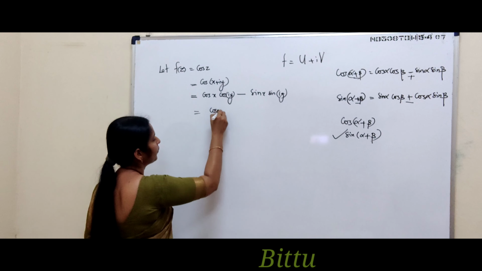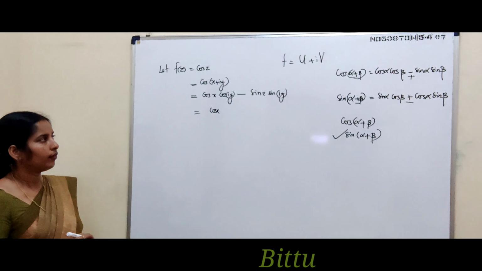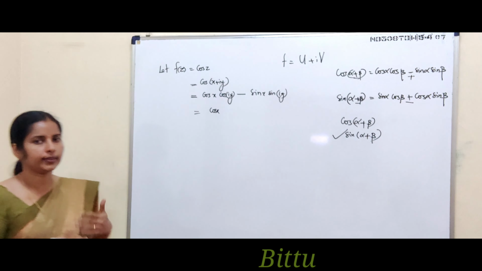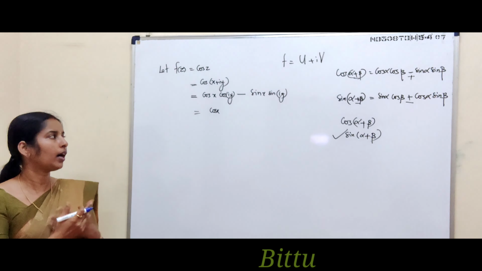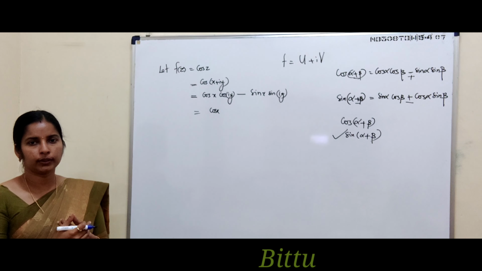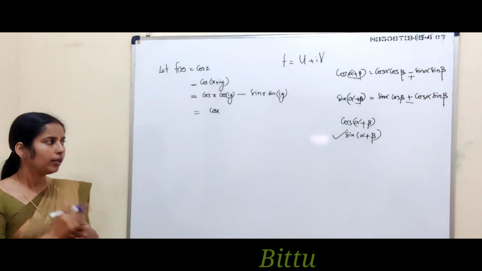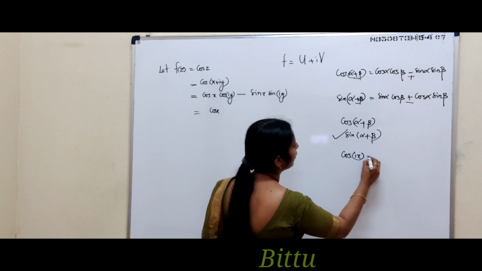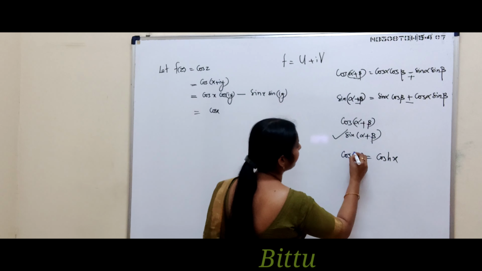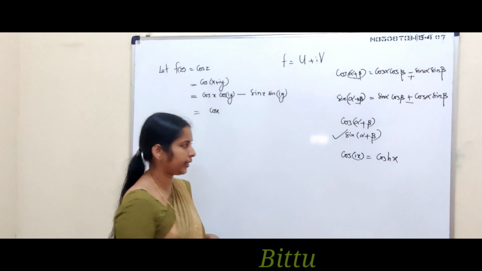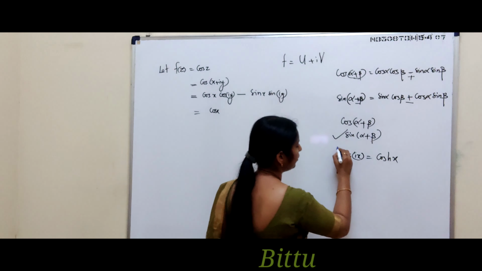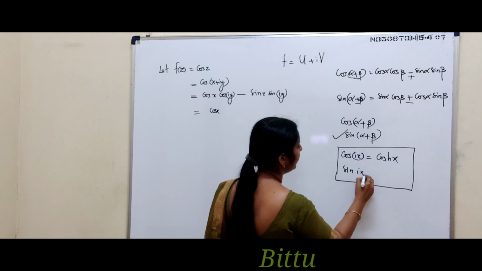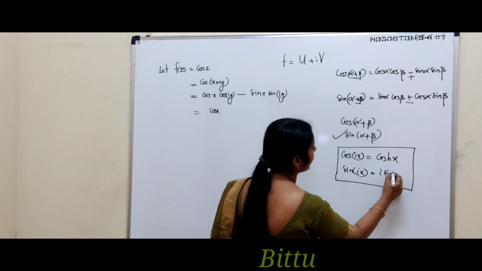Next, cos x. What is cos iy? We have to take the i outside. Here i is inside the angle, so we have to take that i to the outside. How can we separate i from cos iy? For that we have to use the result: cos ix is cosh x. See, this is the hyperbolic function. Cos ix is cosh x. Also you have to notice one more similar result, that is sin ix. Sin ix is i sinh x.